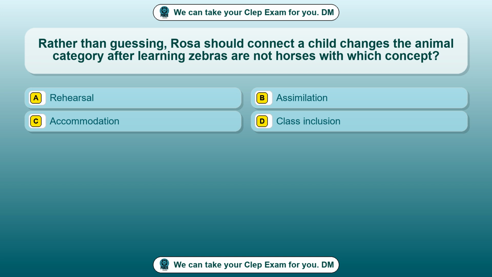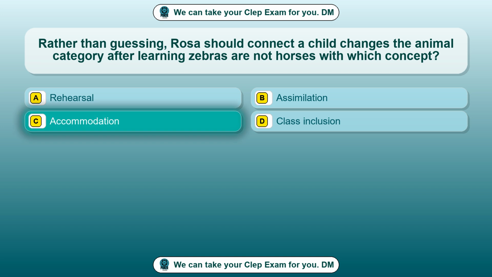Question 15. Rather than guessing, Rosa should connect a child changing the animal category after learning zebras are not horses with which concept? Option A, rehearsal. Option B, assimilation. Option C, accommodation. Option D, class inclusion. The correct answer is option C, accommodation.